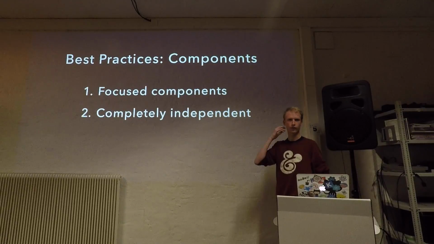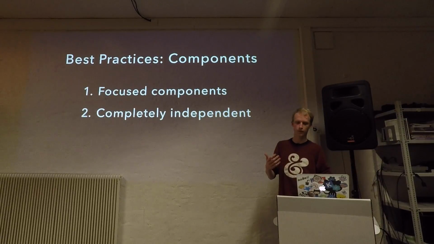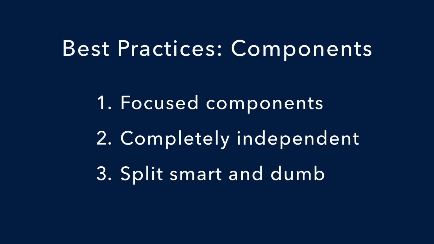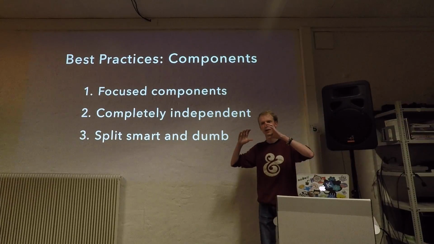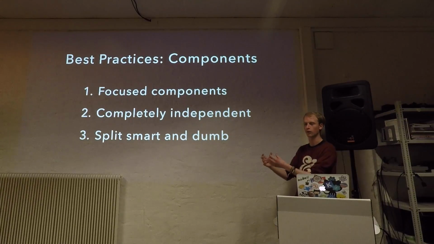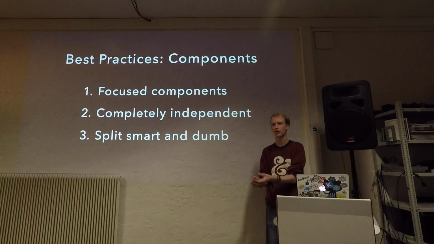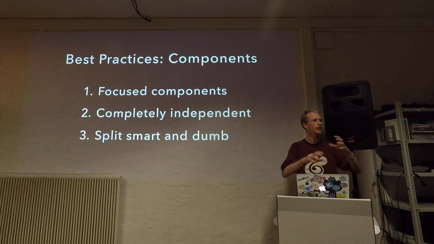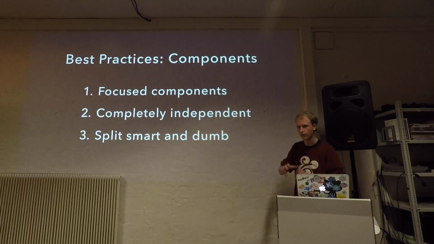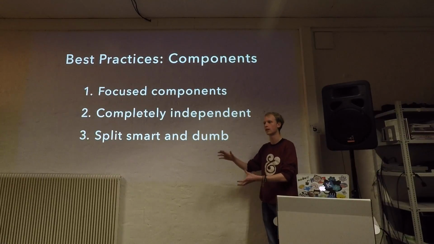And then the third thing that we've found, especially in the React ecosystem, is that we should split smart and dumb components, or container and presentational components, or whatever you want to call them. Containers manage data. They get some data, maybe fetch some data, and then format it and render some presentational components, some dumb components, based on the data that they got.